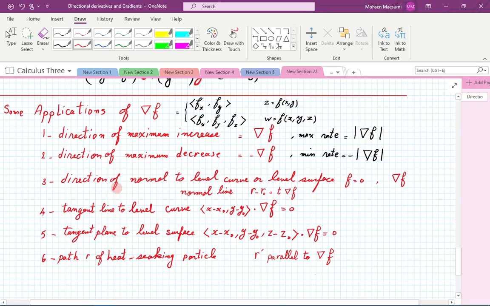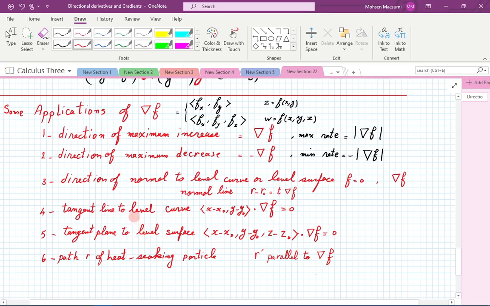Tied to this topic is the direction of the normal to the level curve or level surface of some function. That direction of the normal is exactly the gradient of the function. Now, if you want to write the equation of a normal line, we have used tools we have learned in Calculus 2, perhaps even Calculus 1.